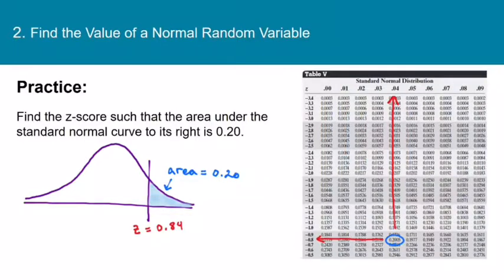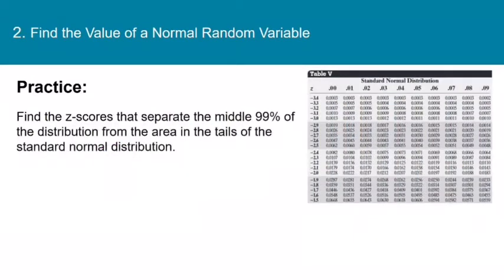When you look at the diagram, you can't possibly believe this is a negative z-score. So you need to learn to draw the diagram correctly, and then the diagram will help you get to the right answer. Here's another one. This one says find the z-scores that separate the middle 99% of the distribution from the area in the tails of the standard normal distribution. So we start with a sketch.